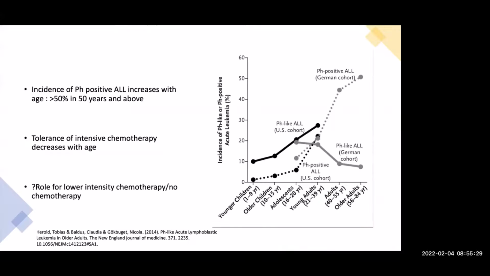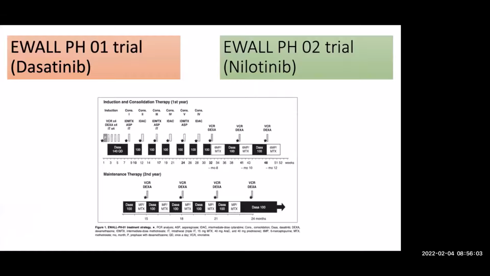Now, as I mentioned before, the use of intensive chemotherapy plus TKI becomes a problem in these patients because most of these patients are elderly and they are not able to tolerate intensive chemotherapy. And there is a lot of treatment related mortality because of the chemotherapy related toxicity. So the next approach was to look at whether the intensity of the chemotherapy can be reduced, or whether chemotherapy itself could be avoided.